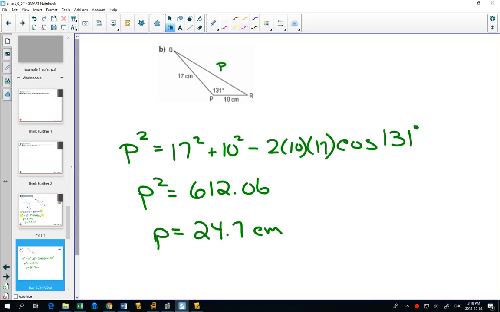When solving, the side opposite the biggest angle will always be the biggest side. The side opposite the smallest angle will always be the smallest side. So in this case, 131 is definitely the biggest angle in that triangle. Side p should be longer than the other two sides, and it is. That's something you can use just as a check to see if your answer is reasonable. Does it make sense that side p couldn't be longer than 27 centimeters? Because the other two sides, if they were flat, would make 27 centimeters. If you had anything longer, there's no way you could possibly draw a triangle.